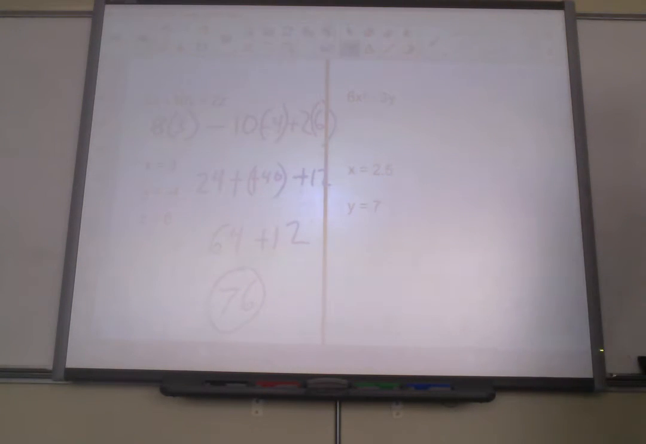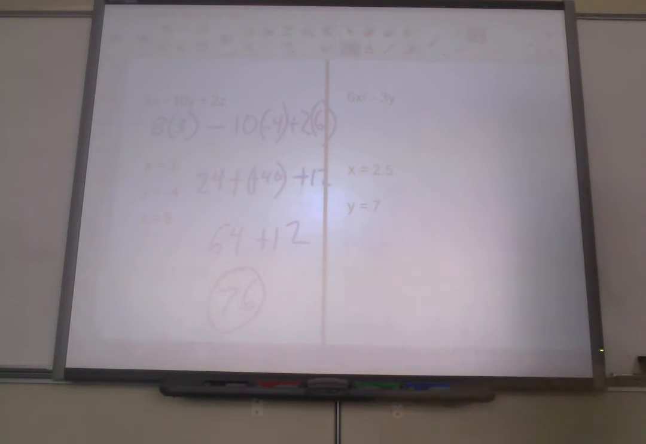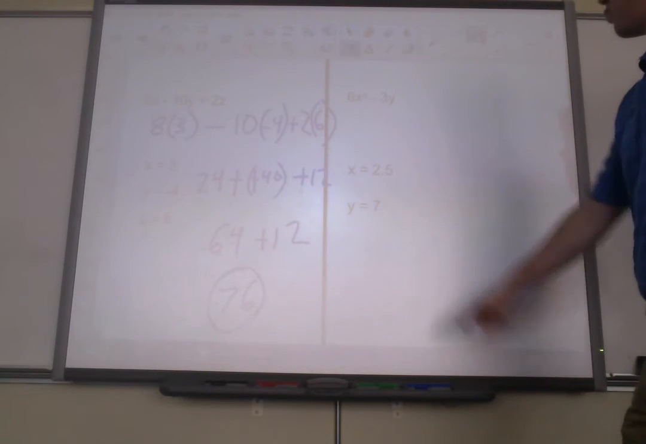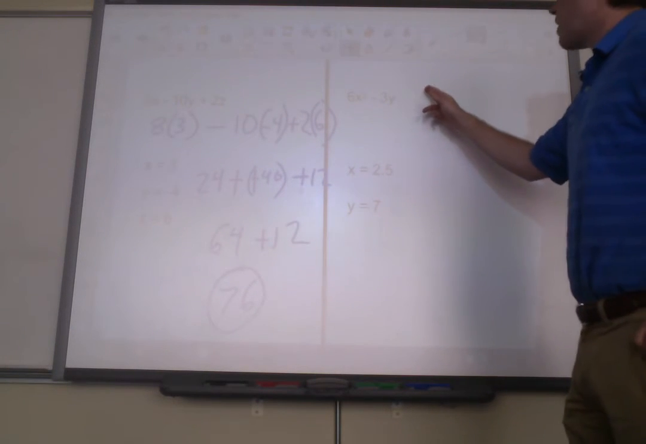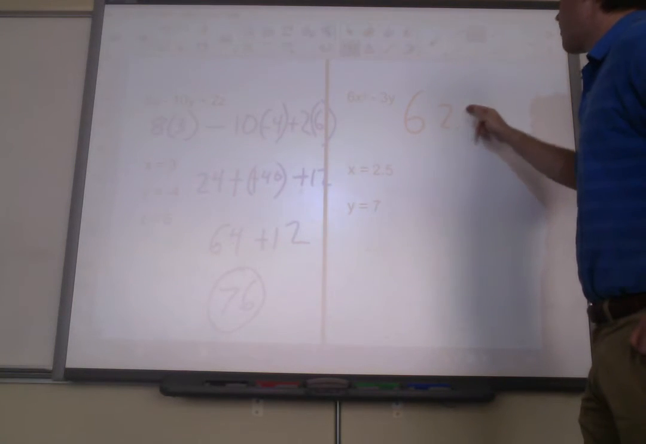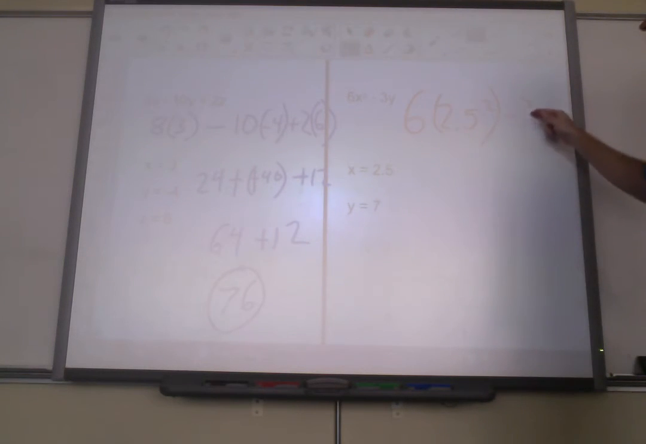All right? As one final example here, sometimes I might ask you to use exponents, and I try to pick a particularly maybe slightly difficult example so that we have a decimal being taken to an exponent, just to see what happens when we do that. So we've got 6x squared minus 3y. Well, x we see is 2.5, so let's go ahead and write it. We've got 6 times 2.5 squared minus 3 times 7. Okay?